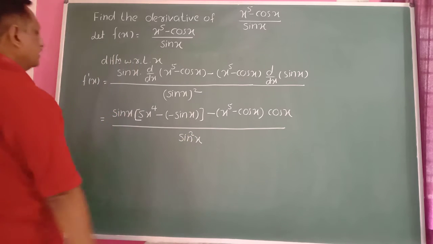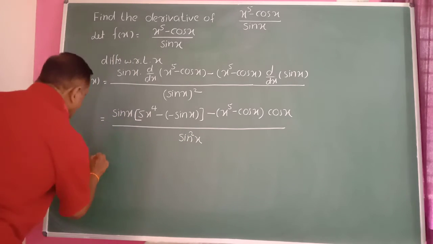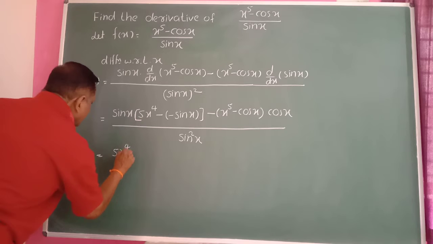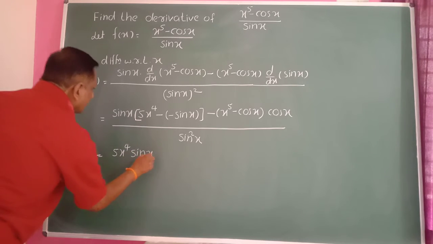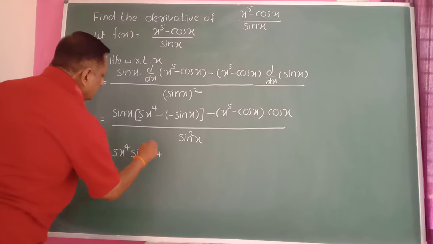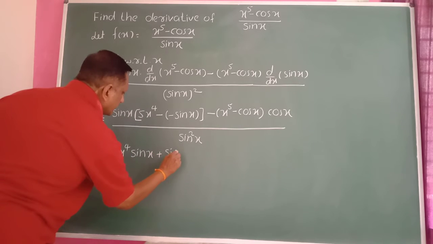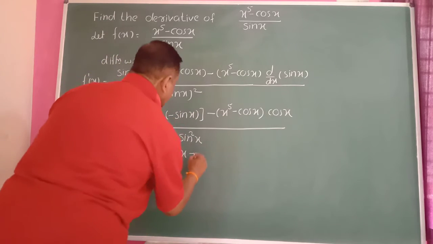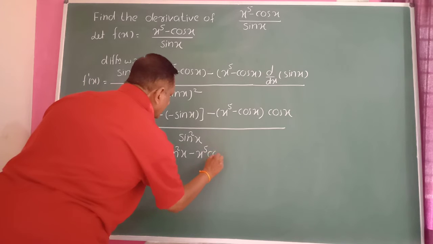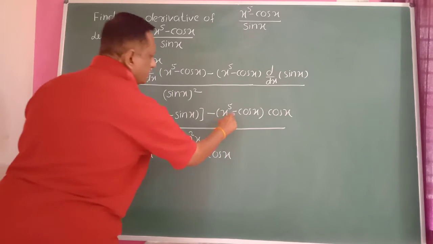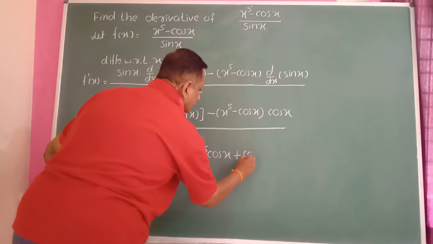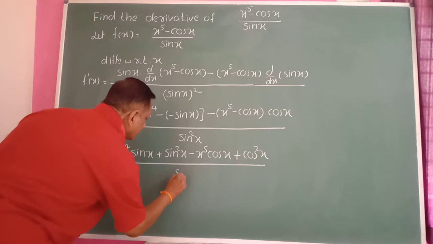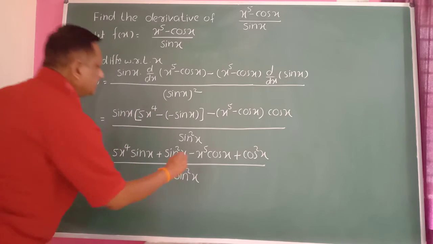Then take this sign inside the bracket. 5 x raised to 4 into sin x. Minus into minus becomes a plus. Sin into sin becomes sin square x. Then minus of x raised to 5 into cos x, minus into minus becomes a plus, cos into cos becomes cos square x, divided by sin square x.